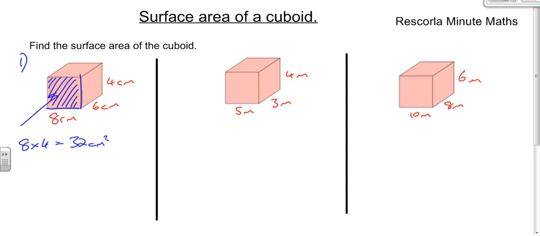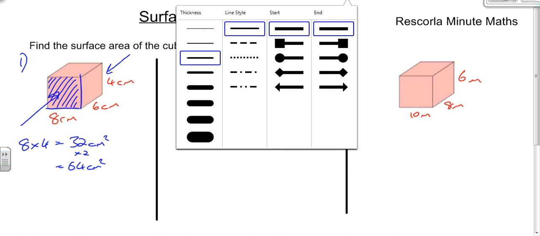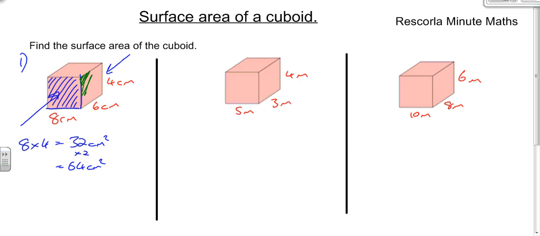So it's obviously the one that you can see here, but because it's a 3D rectangle, there'll be an identical one at the back over there. So we're going to need to double this. So that makes 64 centimeters squared. Then if we take this side here, that is 6 by 4 centimeters. So 6 times 4. Then obviously we've got a second one over here, so that's going to be times by 2. So 6 times 4 is 24. Double that makes 48 centimeters squared. That's these two so far.